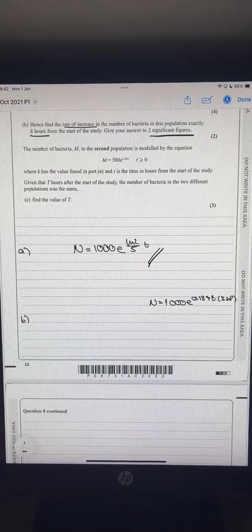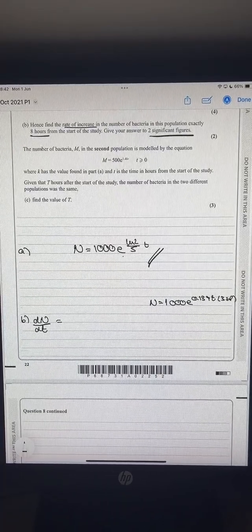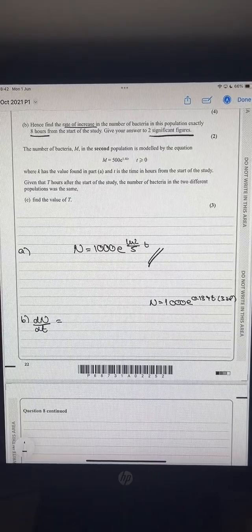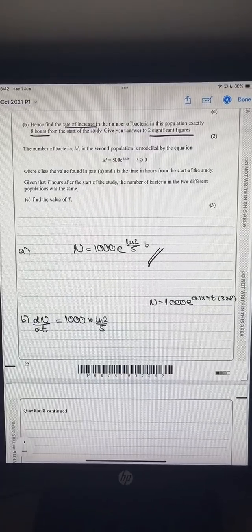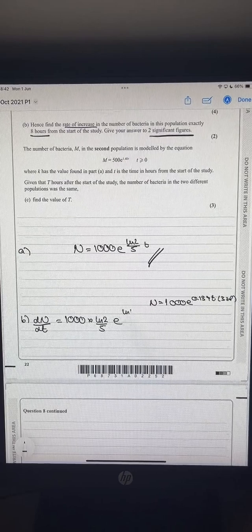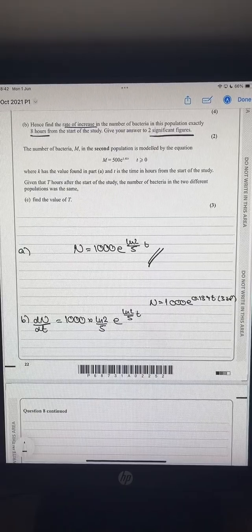For B, I need to find a rate. So we need to find dn by dt. So dn by dt is going to be equal to, and I have e to the kx, so I need to do 1,000 multiplied by ln 2 over 5 times e to the ln 2 over 5t, because remember the e to the kx stays the same, but you multiply the e by the k coefficient here, and we have the 1,000 there, so that's also multiplied through.